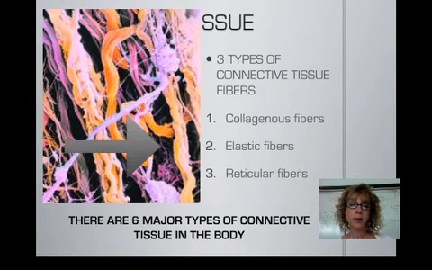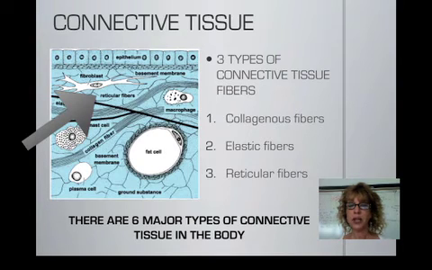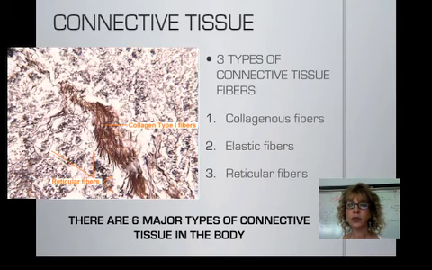The third type of fibers we find in connective tissue are reticular fibers. These are thin and branched. They're also made of collagen, and they actually are usually continuous with the collagen fibers. They join connective tissues to adjacent nearby tissues.